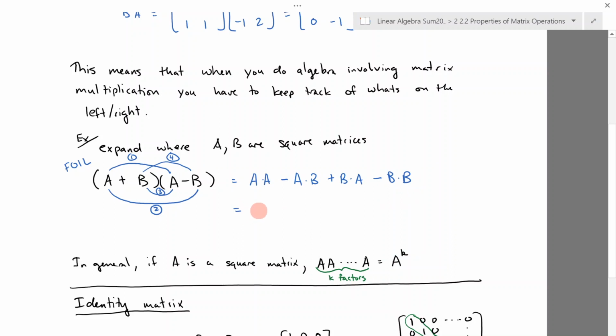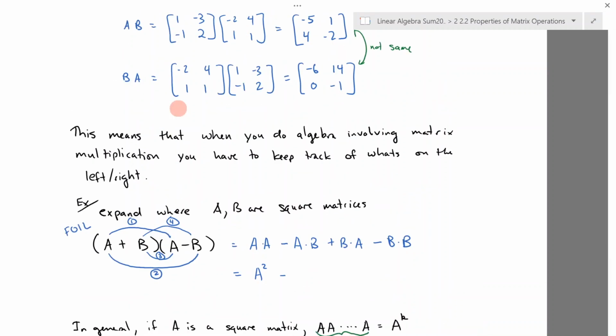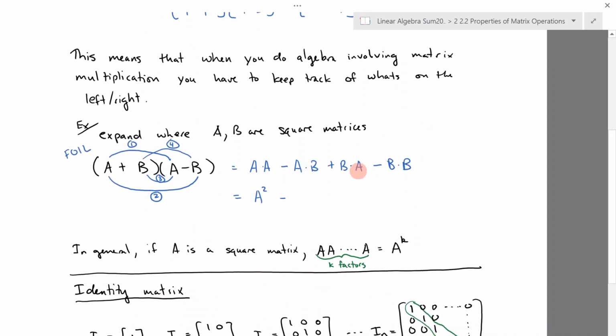So A times A we can just say is A squared. However, AB and BA are not the same. So you cannot put these two things together, so we just write it as AB plus BA minus B squared. Again, these are not the same, so they don't cancel.